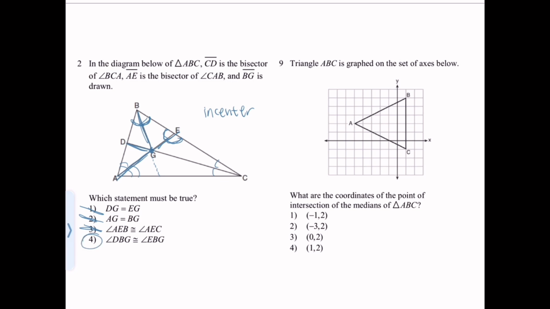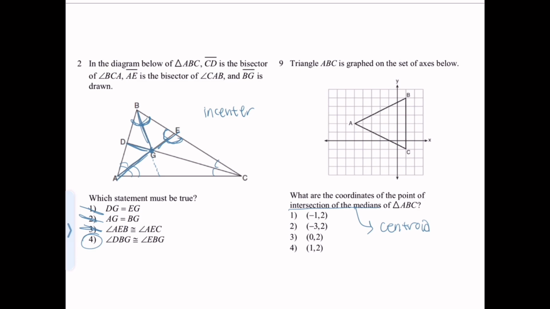Triangle ABC is graphed on the set of axes below. What are the coordinates of the point of intersection of the medians of triangle ABC? So this is talking about the centroid.